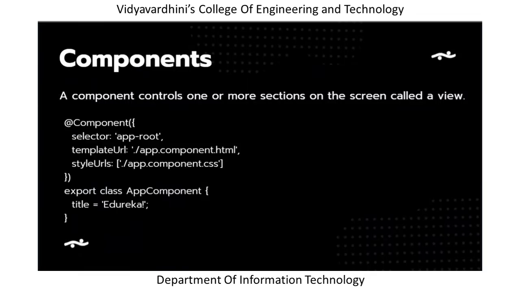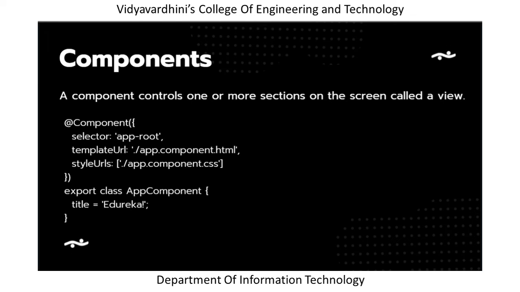Now let's talk about components in Angular. A component controls one or more sections on the screen called a view. For example, if you're building a course application, you can have components like app component, which is going to act as a container, which is then going to hold a different component called course component, which will in turn hold another component called course detail component. So inside a component, you define the component's application logic, that is, how it supports the view.